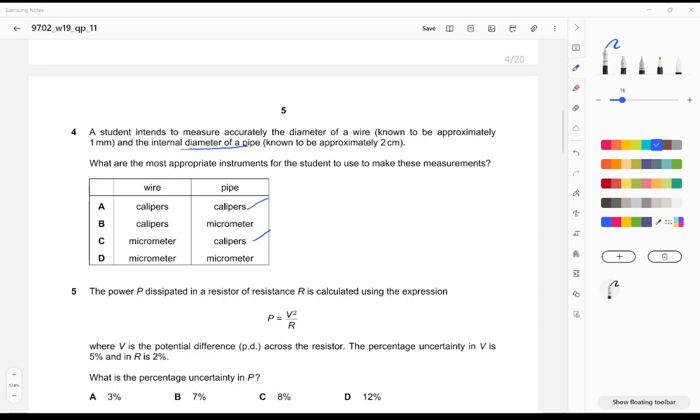Okay, so I'm back, and we happen to be working with calipers, and then we have to find the diameter of a wire known to be approximately 1 millimeter. So this is actually a very small value. So the best way to accurately measure it, we use a micrometer. So C is going to be the right answer.